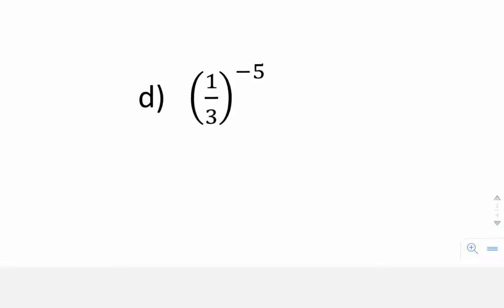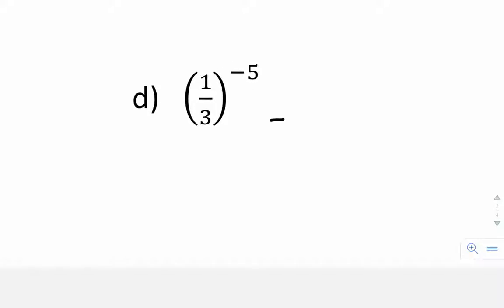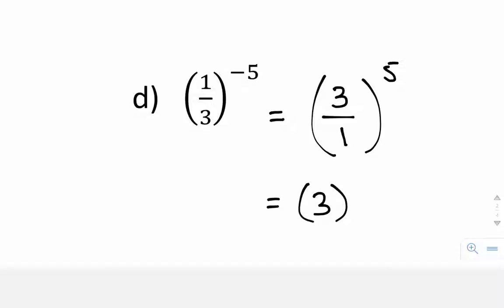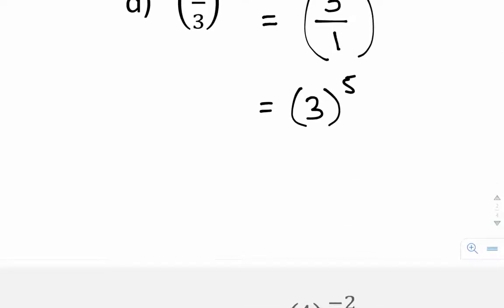And for D here, same idea. I have a negative exponent, so I'm going to write (3 over 1), close bracket, to the exponent 5. And then 3 over 1 is just 3, to the exponent 5. And if I multiply 3 by itself 5 times, I get 243.